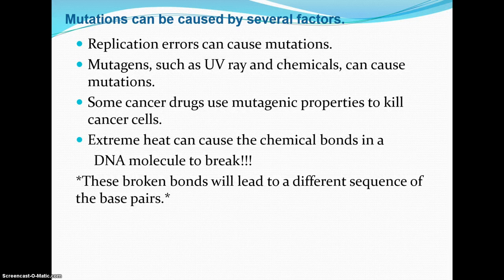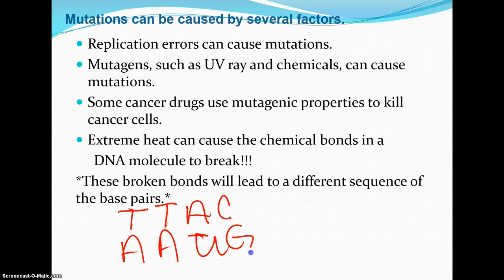Extreme heat can cause the chemical bonds in a DNA molecule to break. That is dangerous because these broken bonds will lead to a different sequence of the base pairs. Normally, if you had a strand of DNA that looked like this, your base pairs would be, well, if it's RNA, like this. Extreme heat can cause this bond to break here and cause thymines to bond with each other instead of bonding across.